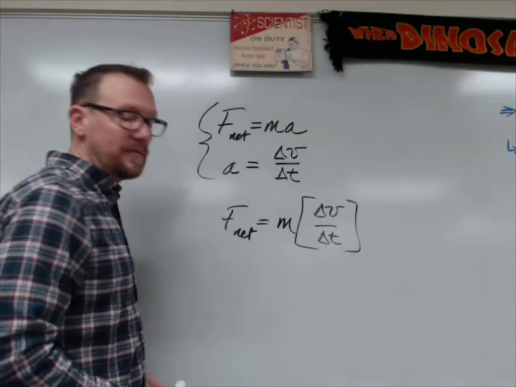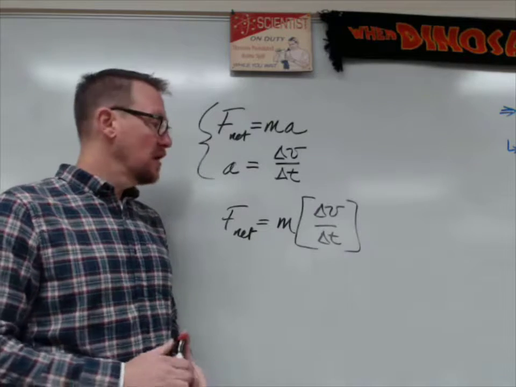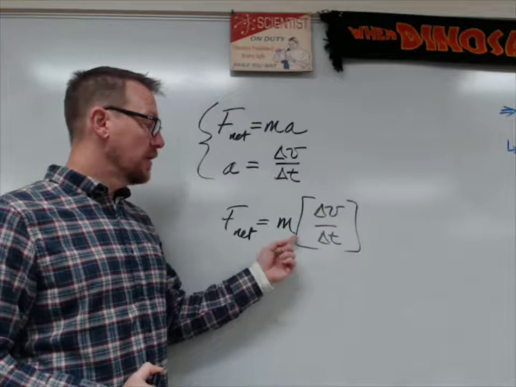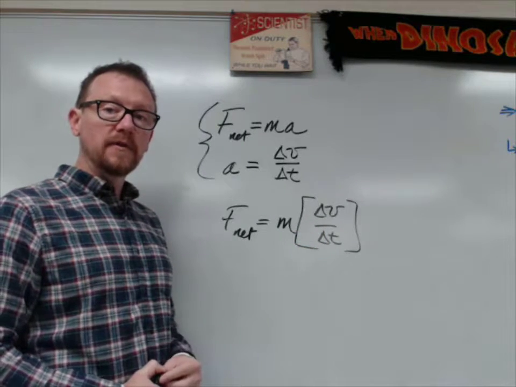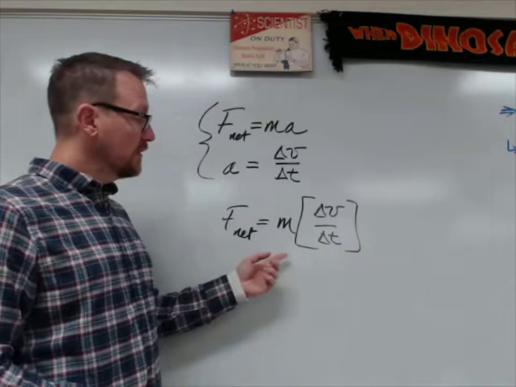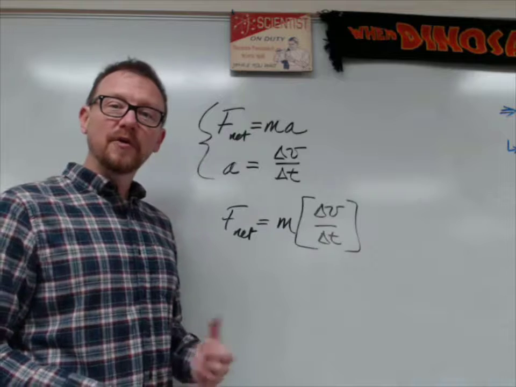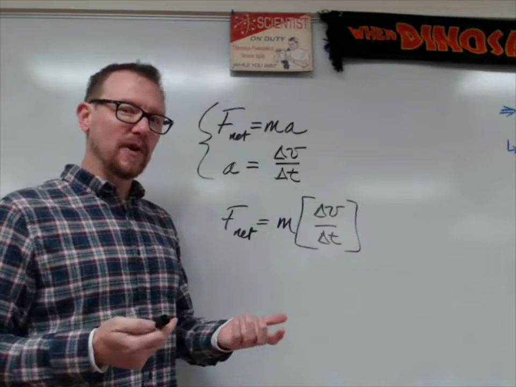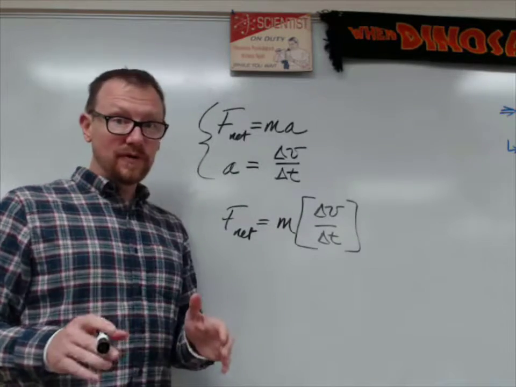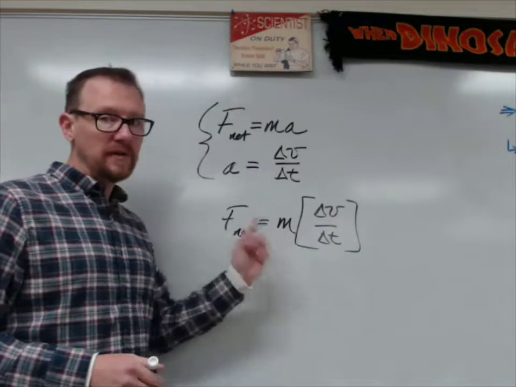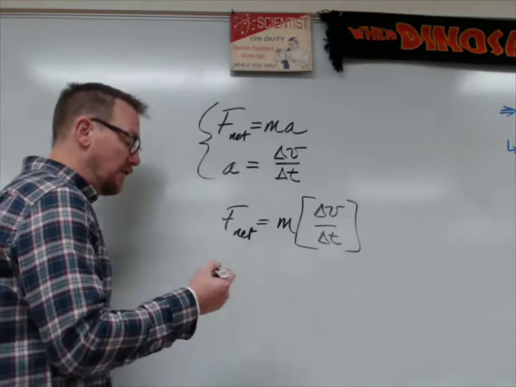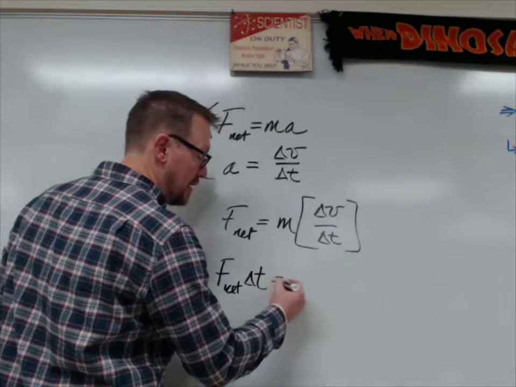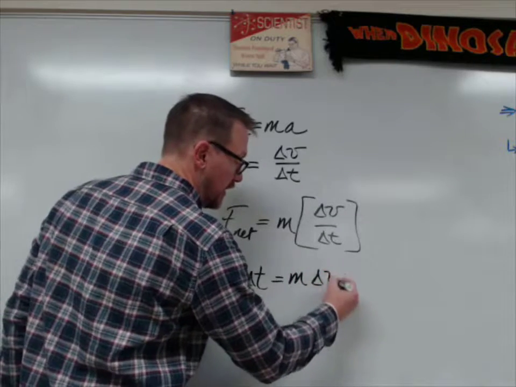Now, at first glance, that doesn't make things easier, but I think it will if you think about the fact that now we have both the change in velocity and change in time in there. Watch what else I can do with this. If I take this formula and rearrange it just a little bit, I'm going to have two groups of things that I think will make sense to you. If I take both sides and multiply by delta t, I end up with a new formula that looks like this. The net force times the change in time is equal to the mass times the change in velocity.